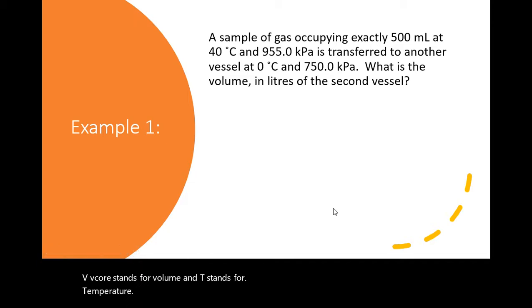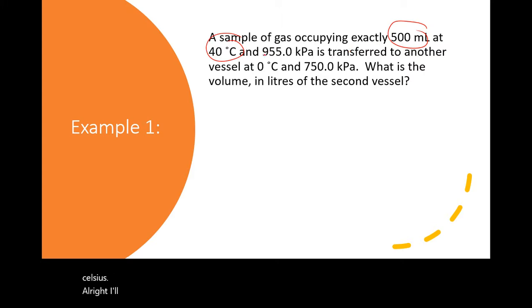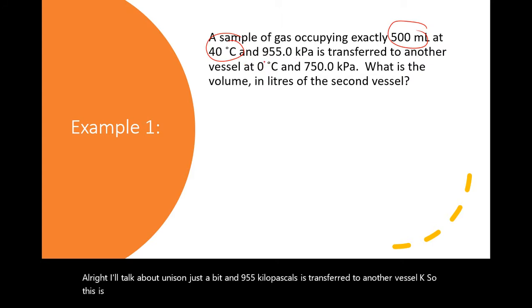Okay, so our first example. Here we have a sample of gas occupying 500 milliliters at 40 degrees Celsius. I'll talk about units in just a bit. And 955 kilopascals is transferred to another vessel. So this is our second scenario here. It's transferred to another vessel at a lower temperature, and also at a lower pressure.